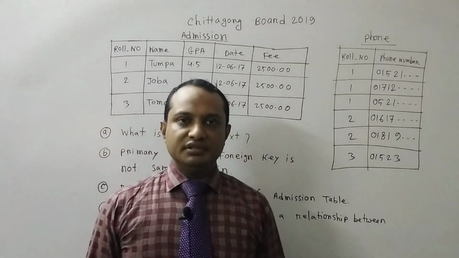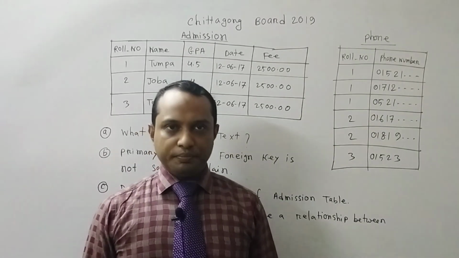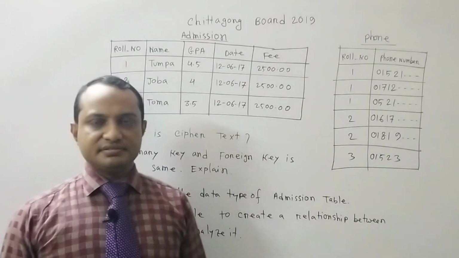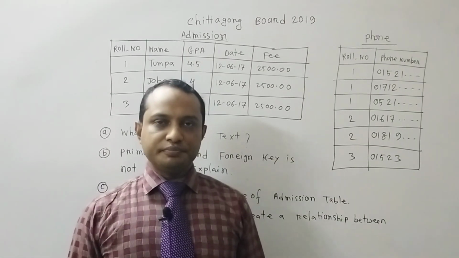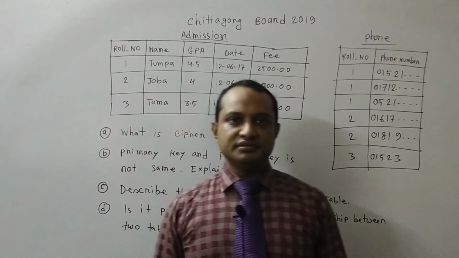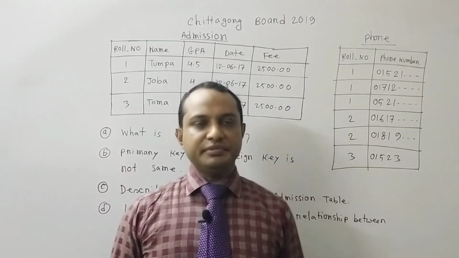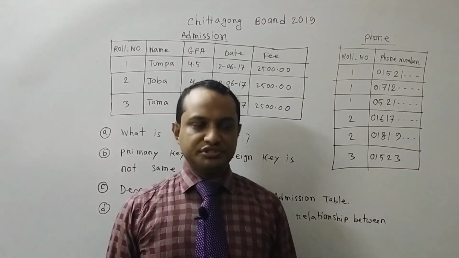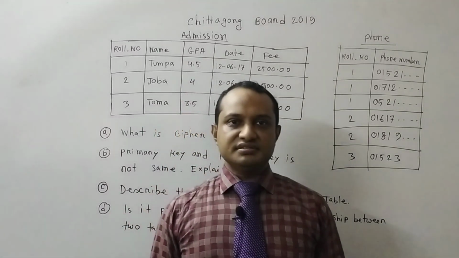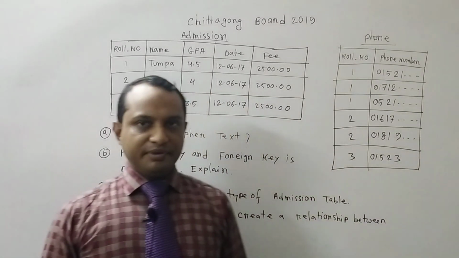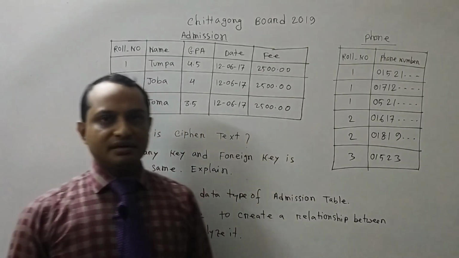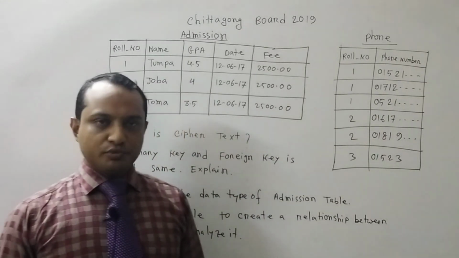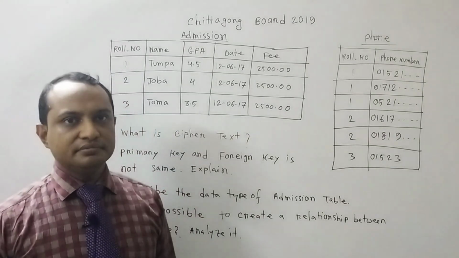In the meantime, you have learned some topics from chapter 6 such as what is data type, different types of key or key field, database relationship, that means different types of relationship, and the uses and advantages of database management system. Today we will learn a complete creative question, and it is a board question.